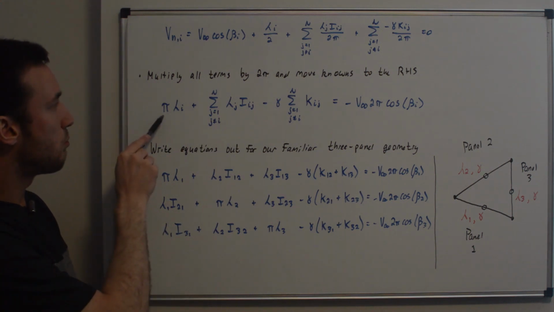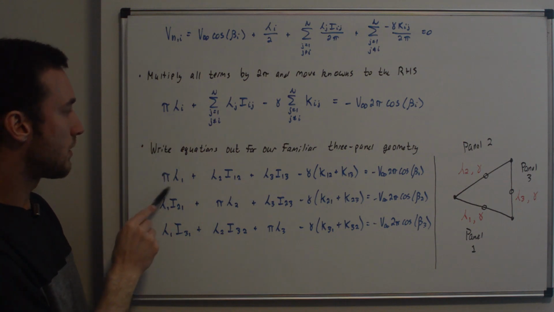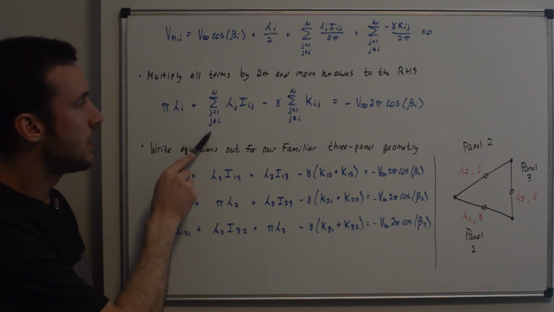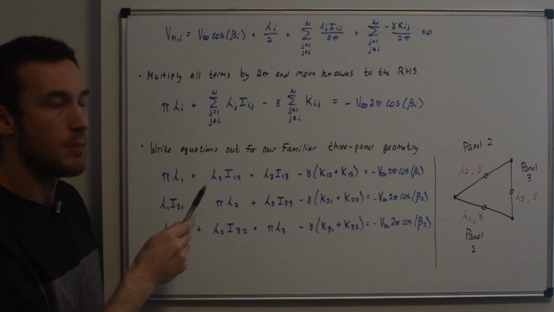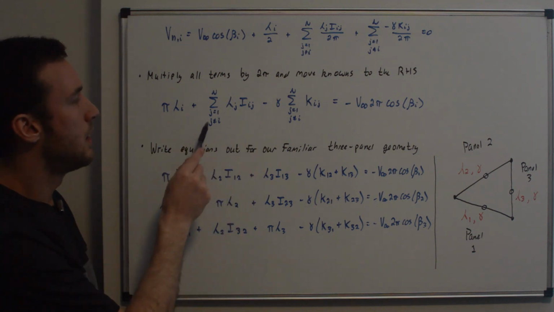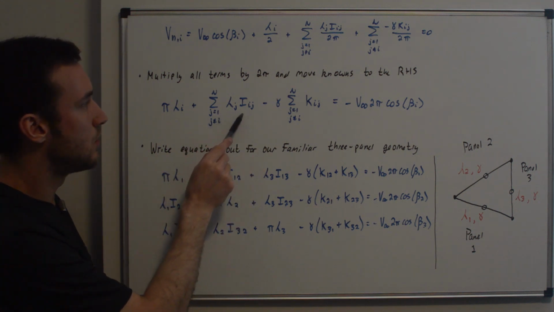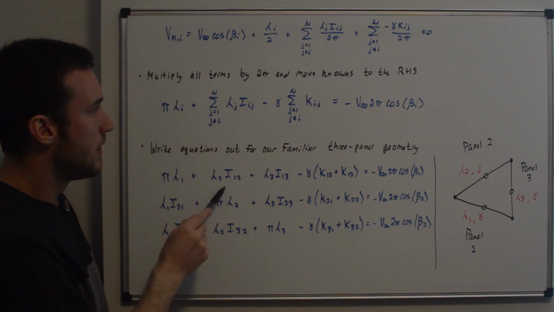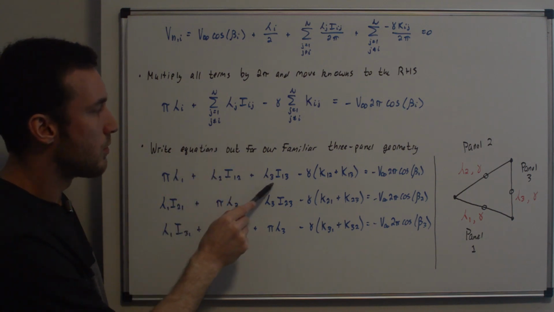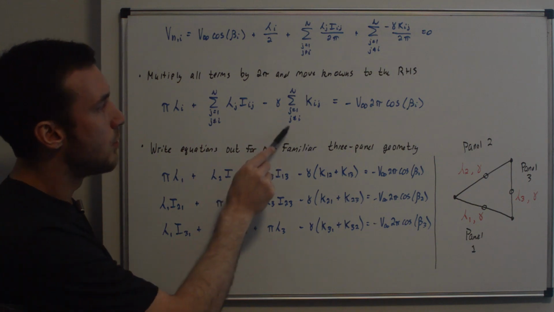So we're going to start here. We have pi times lambda 1, that's the first term. Then we move on to the summation, and we start with j equal to 1, but that means that j is equal to i, so we skip that one. We have j equal to 2, so we have lambda 2 I 1 2. Then we go to j equal to 3, and we have lambda 3 I 1 3. Then we move to this term.